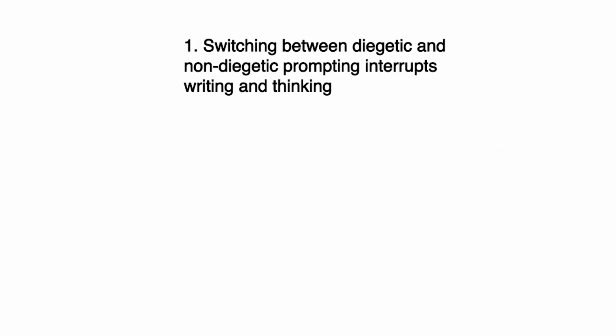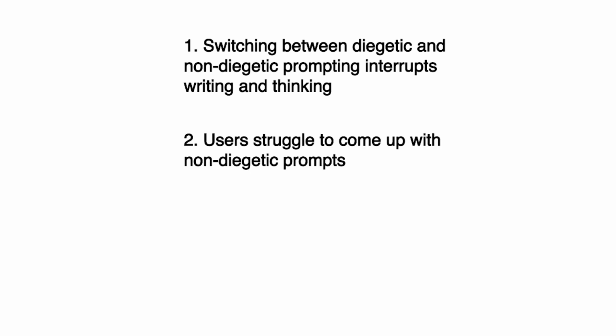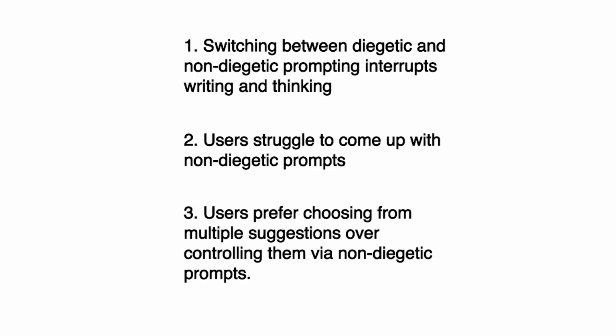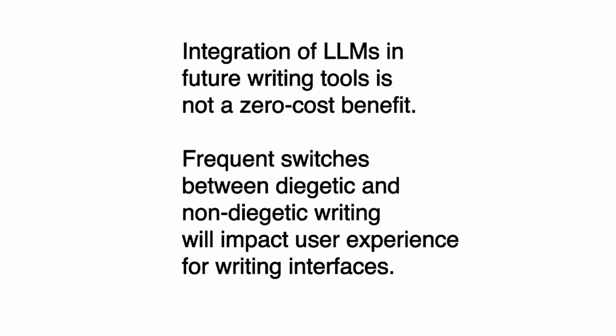So to recap, we have found that switching between diegetic and non-diegetic prompting interrupts writing and thinking. As a consequence, users struggle to come up with non-diegetic prompts. Given these challenges, users in our study prefer choosing from multiple suggestions over controlling them using non-diegetic prompts. The key takeaway here is that we expect future writing tools to more closely integrate large language models to better support writing. But we also show that this integration is not a zero-cost benefit. Instead, we have found that the frequent switches between diegetic and non-diegetic prompting impact users' writing experience. Future UIs need to be carefully designed with this in mind.